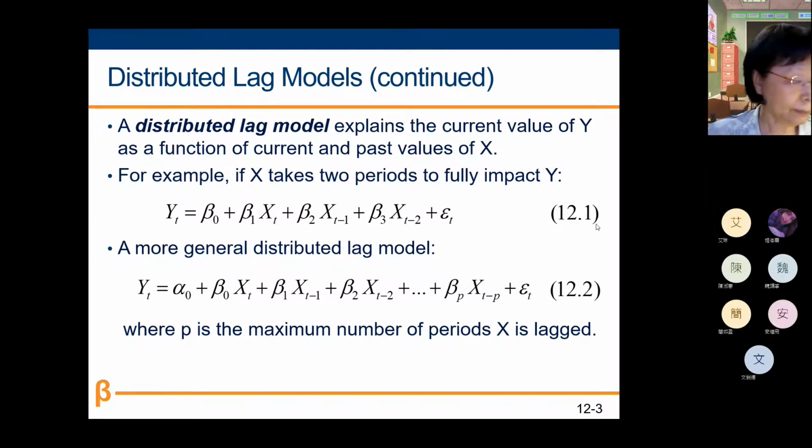equation 12.1. Okay, so Y would be the GDP and X will be the money supply. Okay? And you'll see that in equation 12.1, on the right-hand side, the X variable appears 3 times: the current, the first lag, and the second lag. Right?